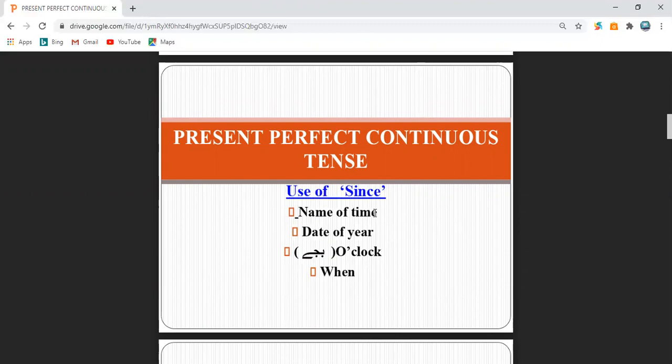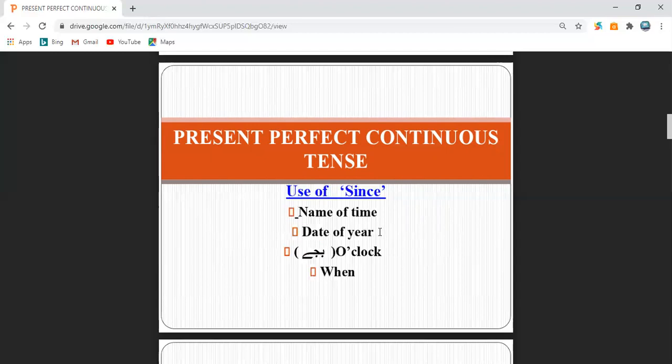When name of the months are given, January, February, March, April, May, and so on and so forth, then you have to use since. Okay? Now you have understood that names of time are the time names. Okay? Either the name of time can be in a day, in a week, or in a month. Do you understand that? Secondly, you use since when date of year is present. Now you will be asking me, what is date of year? Date of year means that when year is present in the form of date, like 2001, like 1986, this is called date of year. Okay?